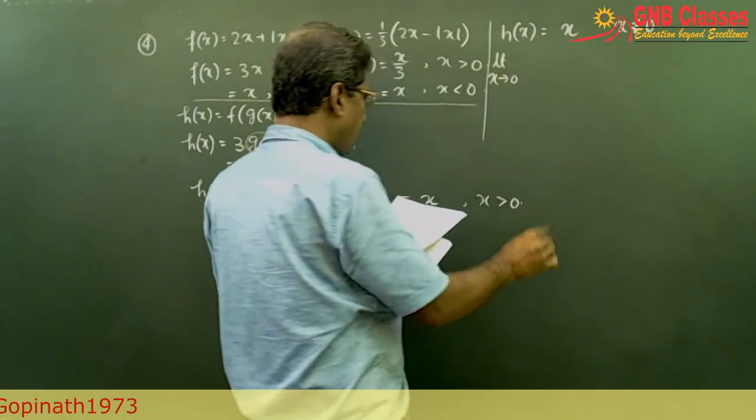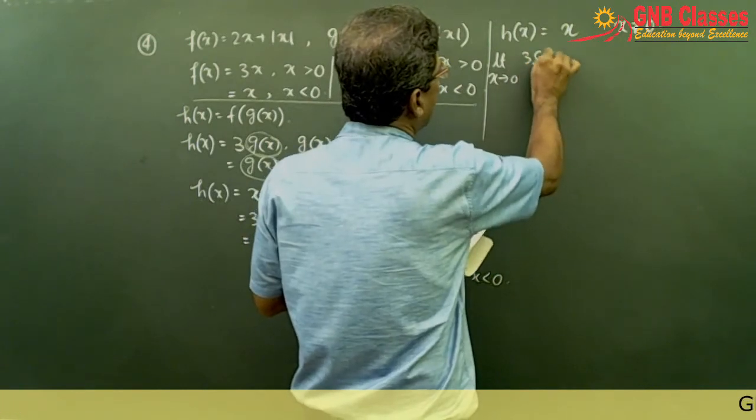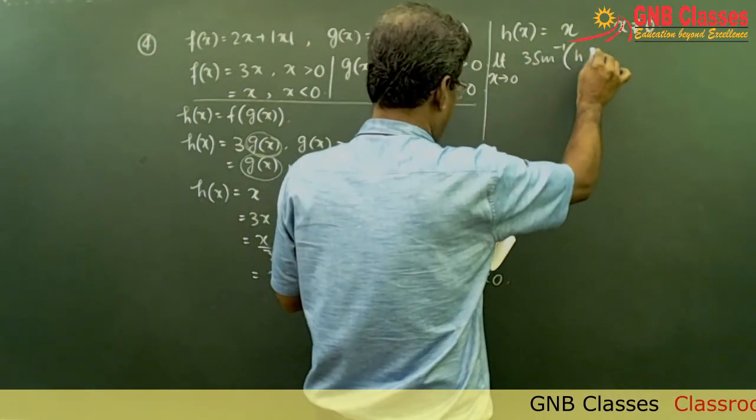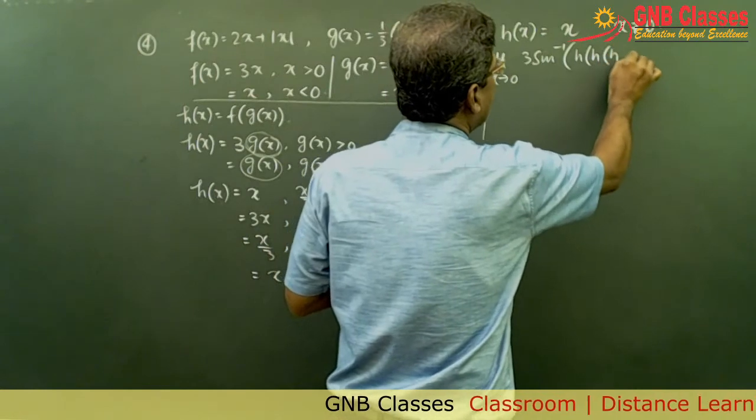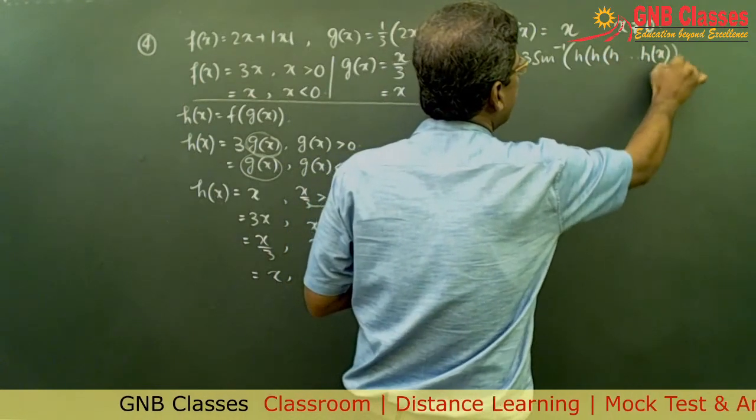Okay. Now let us come to the given limit. Limit x approaches 0, 3 sine inverse. It is again a composite function.